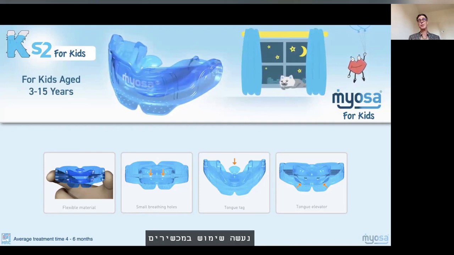The appliances are used at nighttime, 1 hour per day, every day, and each phase of treatment, KS1 and or KS2, is used for 4 to 6 months each.